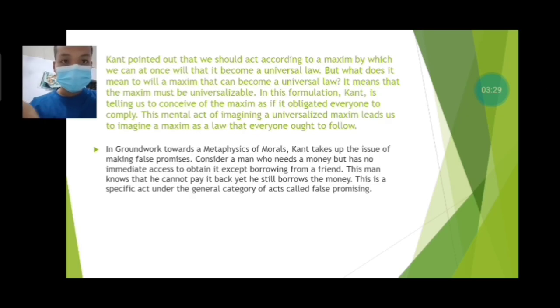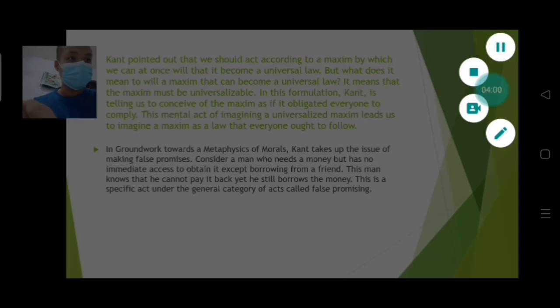In Groundwork of the Metaphysics of Morals, Kant takes up the issue of making false promises. Consider a man who needs money but has no immediate access to obtain it, except by borrowing from a friend. This man knows that he cannot pay it back, yet he still borrows the money. This is the specific act under the general category of acts called false promising.